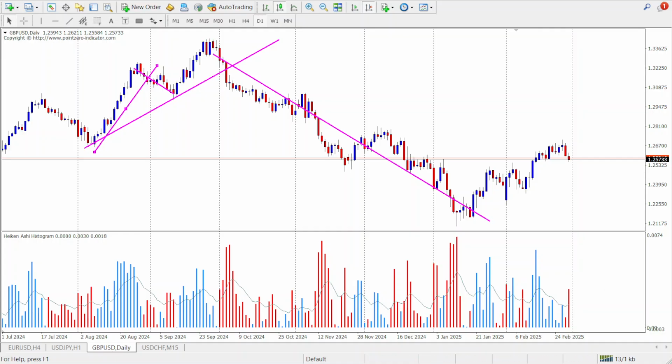So there you have it. The Heiken Ashi Histogram is a simple but highly effective indicator that helps you spot trends, avoid unnecessary noise, and make better trading decisions.